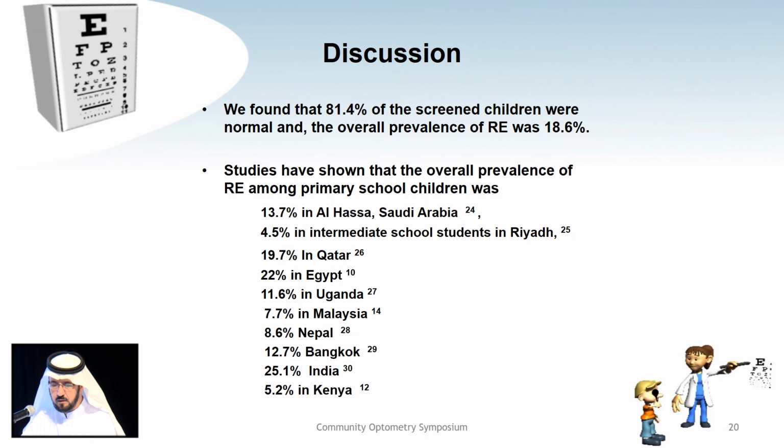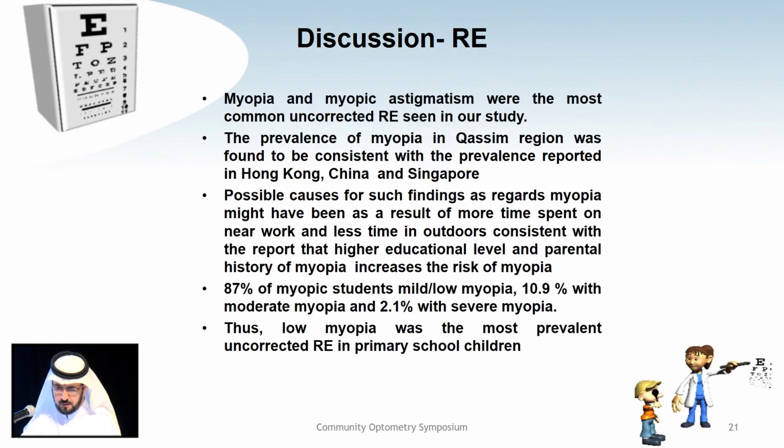We found that 81.4% of the screened children were normal, and the overall prevalence of refractive error was 18.6%. Studies have shown that the overall prevalence of refractive error among primary school children was 13.7% in Al-Ahsa, 19.7% in Qatar, 21% in Egypt, and 11.6% in Uganda, and we quote these as benchmarks for our study.